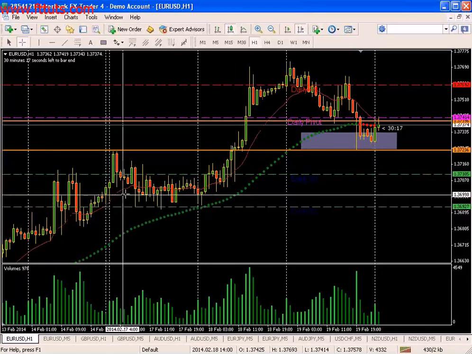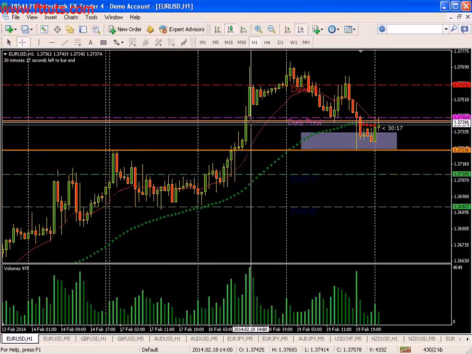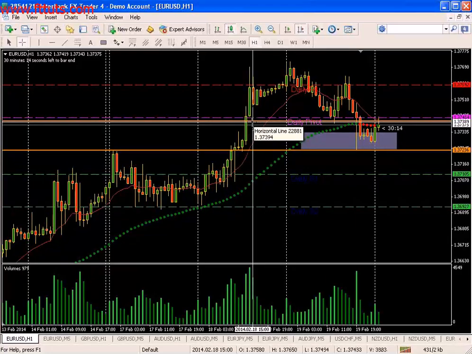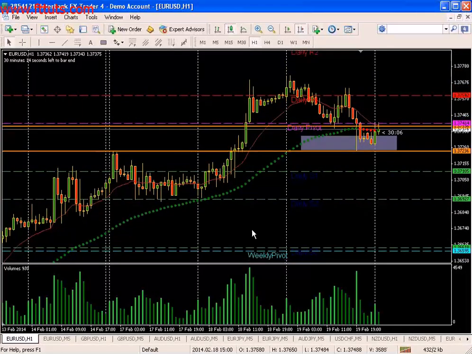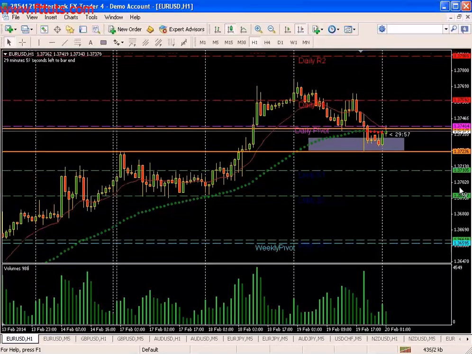So markup, healthy markup becomes now distribution at this point, by definition. Think of it as those that have bought are distributing or selling to those that are buying here late in a trend. Very bad method of trading. Chasing that price up late in a trend into new high ground. And that's typically not going to be a good way to trade.